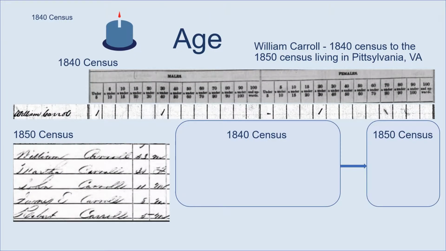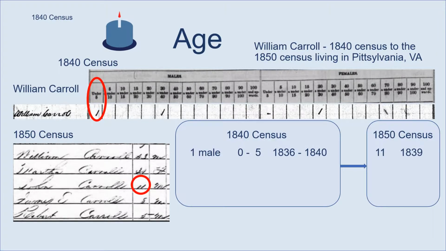We will compare the 1840 census to the 1850 census for William Carroll living in Pennsylvania, Virginia. In 1840, we have one male that's 0 to 5. His birth would be estimated 1836 to 1840. In 1850, we have a John Carroll that's age 11. His birth would be estimated 1839. In 1840, we have one female, 20 to 30. Her estimated birth would be between 1811 and 1820. Martha Carroll in the 1850 census is age 31, and her estimated birth would be 1819.